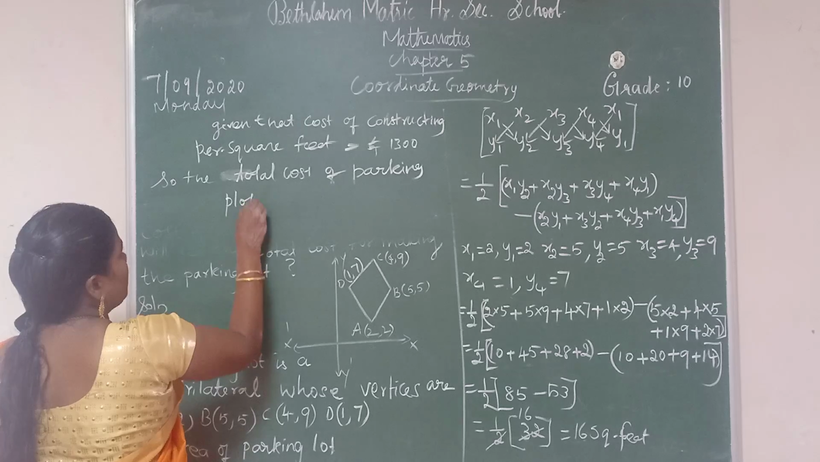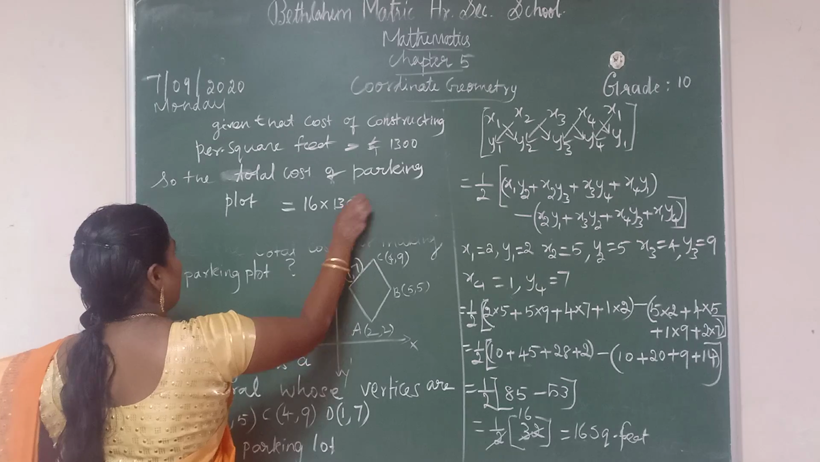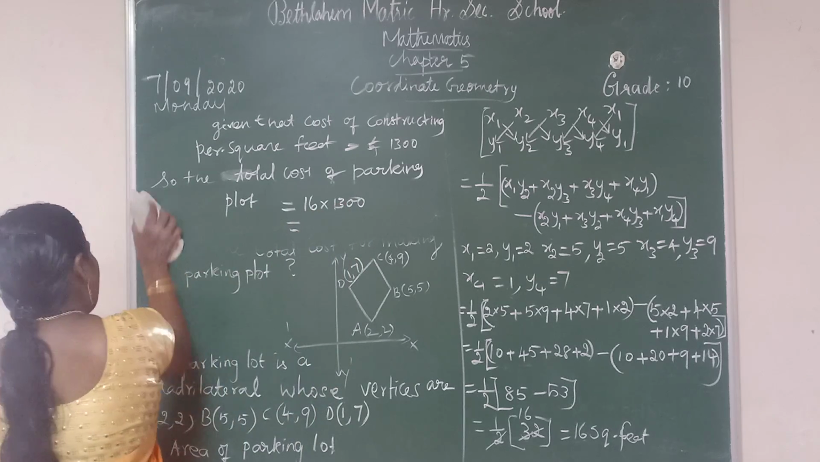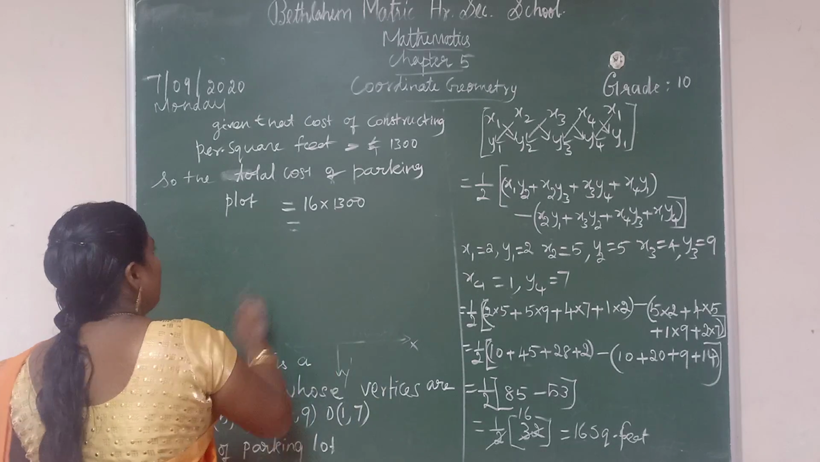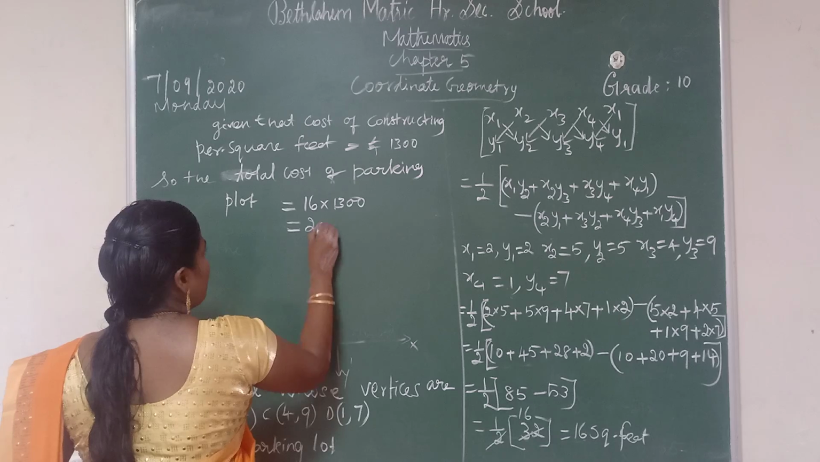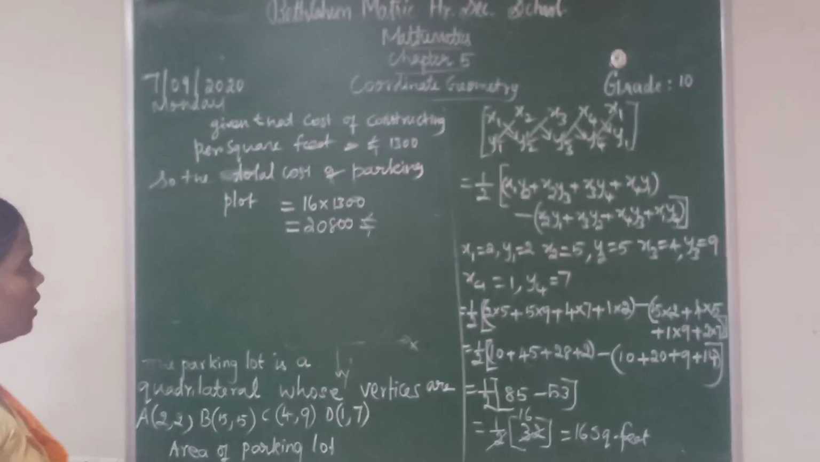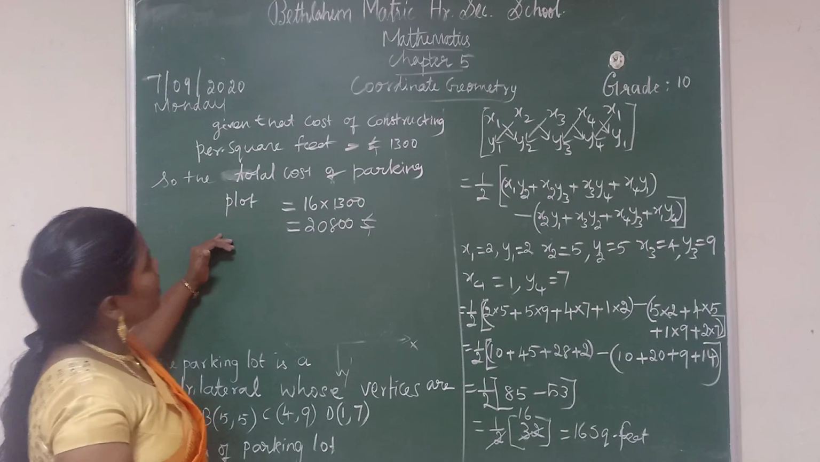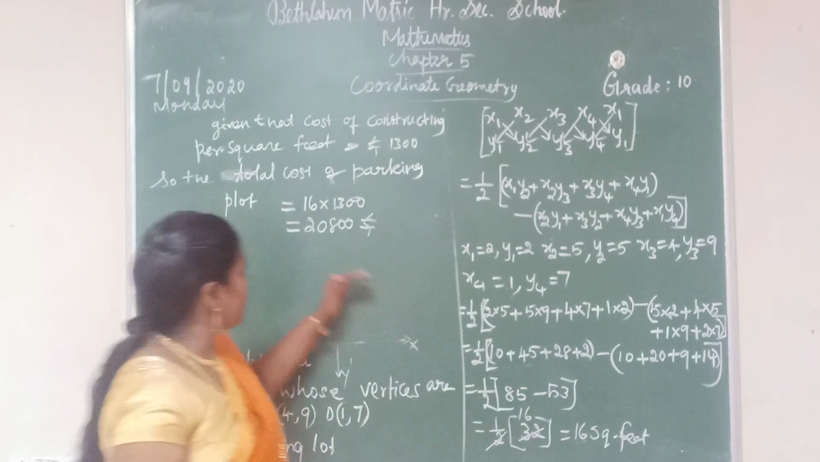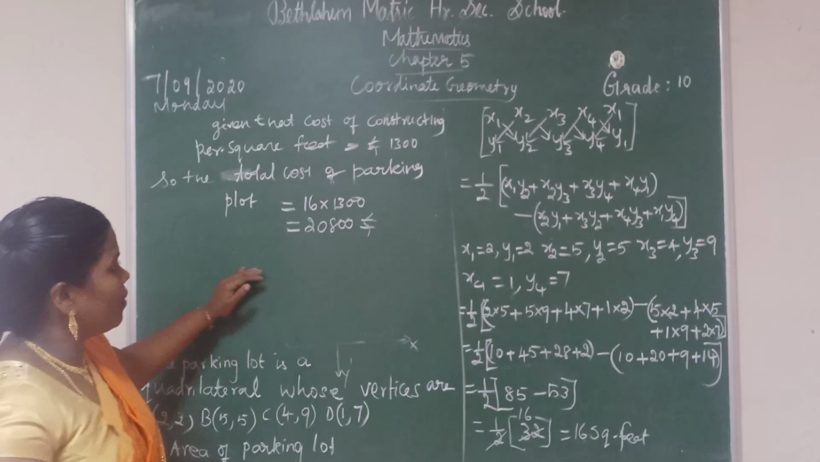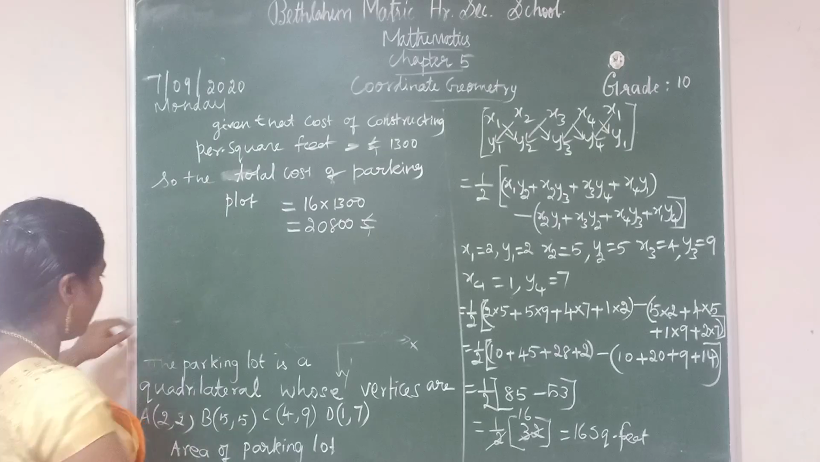is equal to 16 into 1300. Multiply 16 into 1300, what we get? We get 20,800 rupees. The cost per square feet is 1300, and there are 16 square feet, so 16 into 1300 we have to multiply, we get rupees 20,800. Okay, understood?